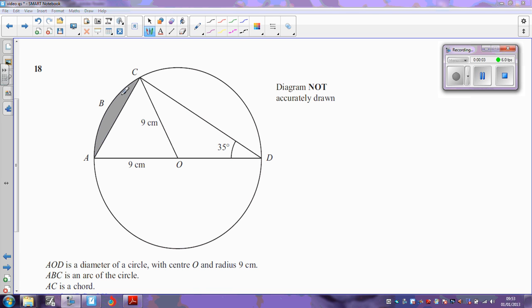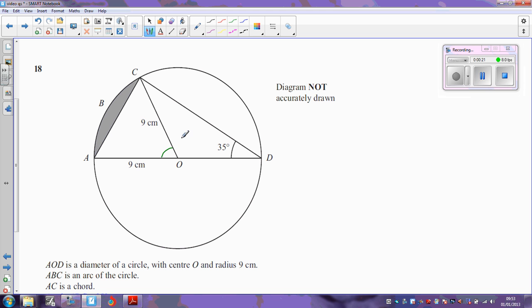To find the area of this shaded segment, I'm going to find the area of this sector, sector OAC, and subtract the area of this triangle, triangle OAC. First thing I need to know, though, is the size of this angle.